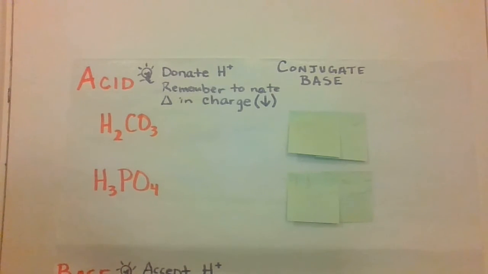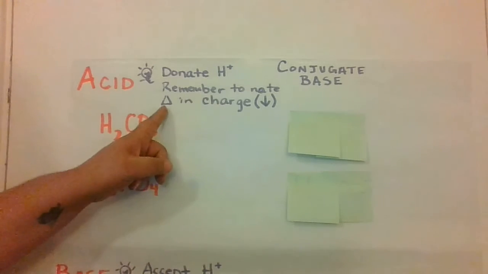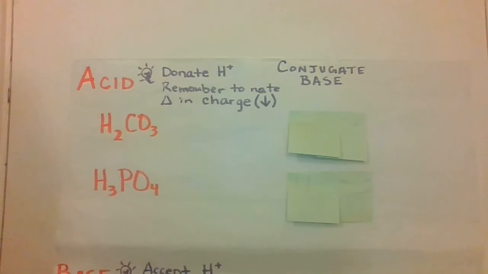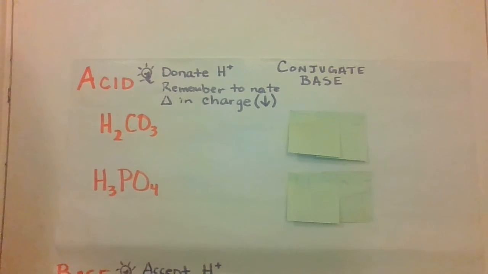So one of the things we know about acids is that they are items or compounds that donate hydrogen. Think about acids as donors. And then it tells you another note. Remember to note the change. So we have delta here representing the word change in charge. In an acid, you're going to think about a change or a decrease in your charge. So to write these, you're going to lose a hydrogen and adjust your charge appropriately.